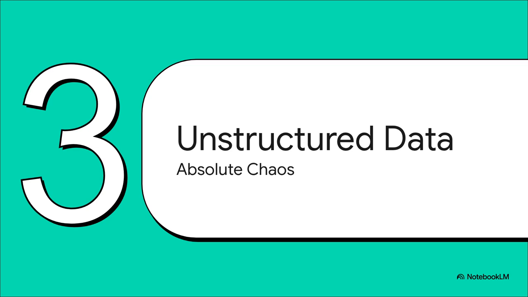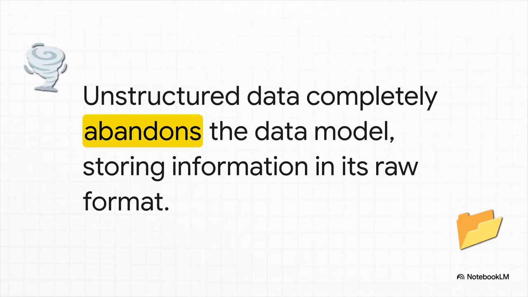Okay, let's flip things around. Section 3, unstructured data, absolute chaos. Flinging ourselves to the complete opposite end of the spectrum, unstructured data just completely abandons the data model. There is no model. It lacks any detailed, meaningful structure for a business domain, no rows, no columns, no predefined rules dictating what the data has to look like. It's just stored in its raw, natural format. And because it doesn't have that formal data model, it presents the absolute biggest challenge to data classification and management.